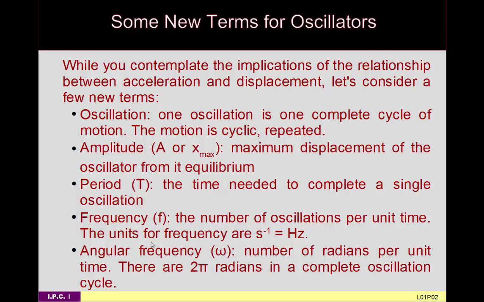And then this omega term, lowercase omega, is angular frequency. It has a very similar definition to its definition in rotational motion, when it represented the number of radians per unit time. A complete circle is 2 pi radians. A complete oscillation is equivalent to a complete circle. So this angular frequency is equal to 2 pi times the frequency. It's also equal to 2 pi divided by the period.